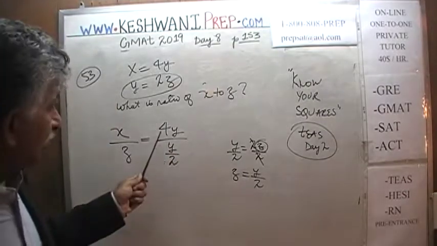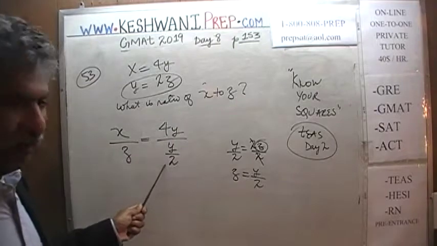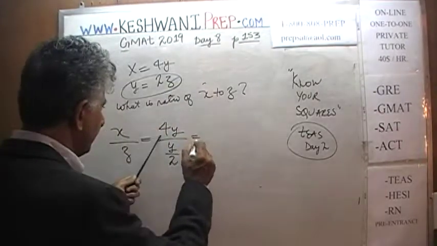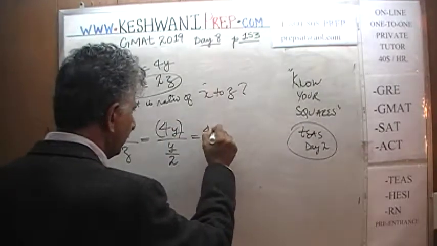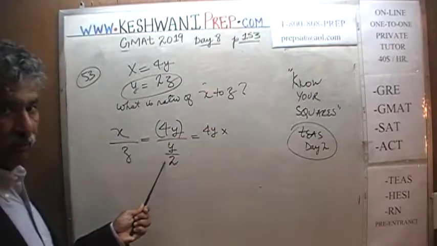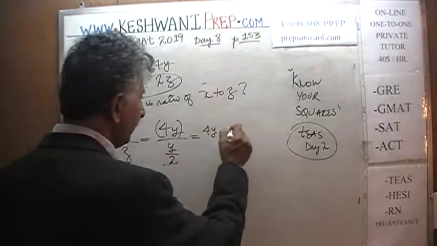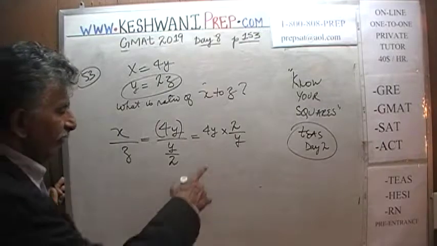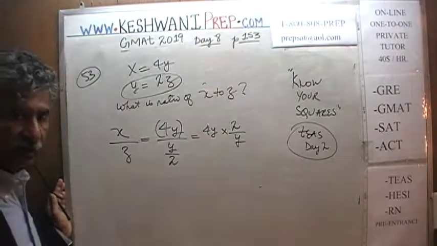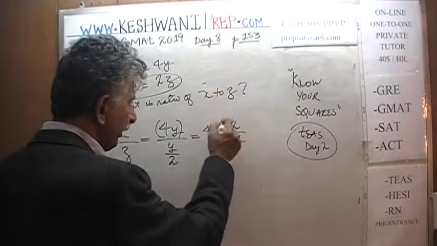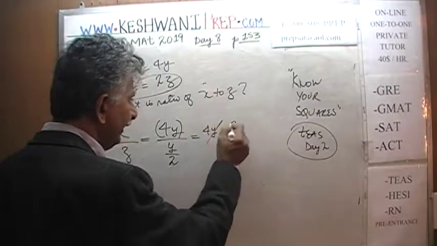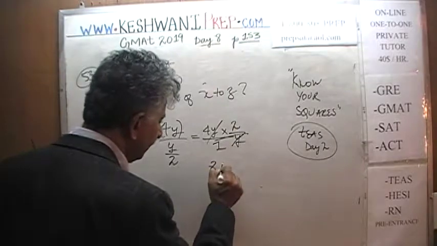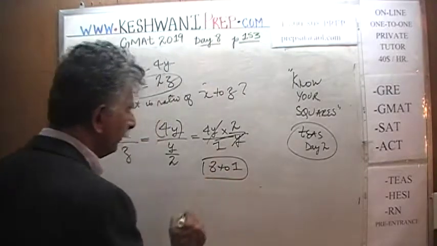And how do we divide a numerator by a fraction? That's very straightforward. We take our numerator, which is 4y, and multiply it by the reciprocal of the denominator. So y over 2 becomes 2 over y. What happens next? Well, we see y on the top, we see y on the bottom, let's divide top and bottom by y. When we divide top and bottom by y, y drops out, and the answer is 8 to 1. The answer is 8 to 1.